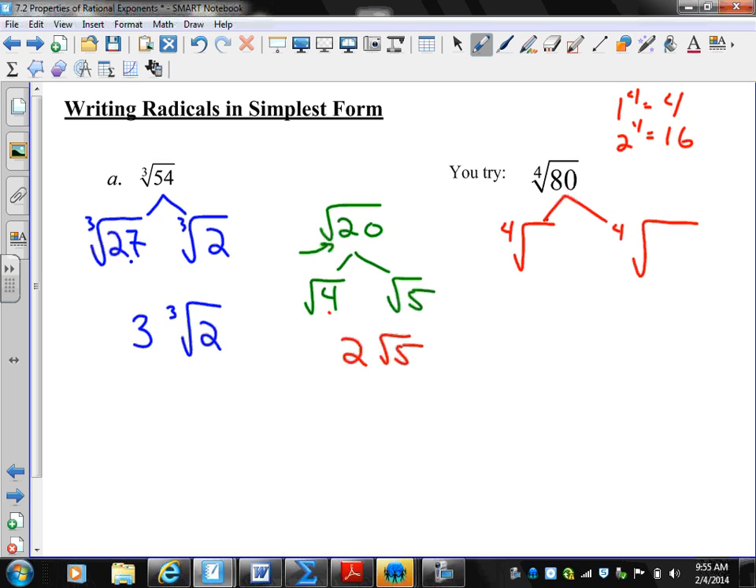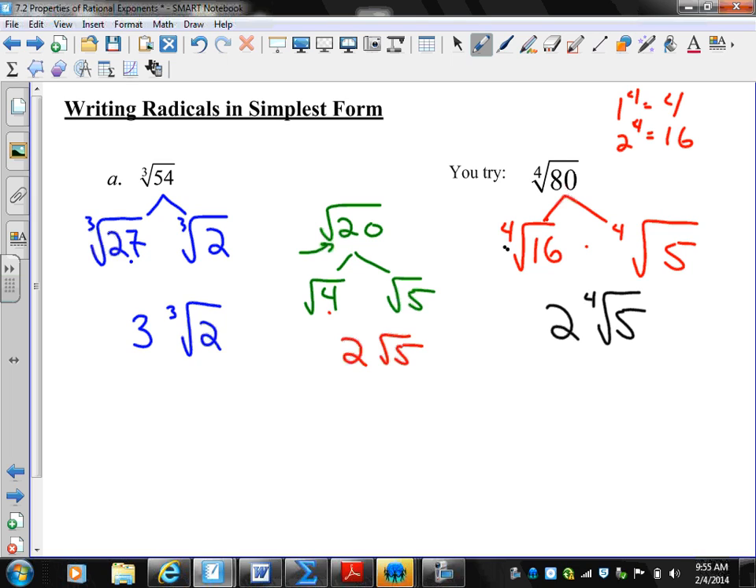So I can say that the 4th root of 80 is the 4th root of 16 times the 4th root of 5, because 16 times 5 is what gives me 80. And now remember how we got this 16 there. Well, the 4th root of 16 is 2. So this ends up being 2 times the 4th root of 5. So a little bit of simplifying for us there.